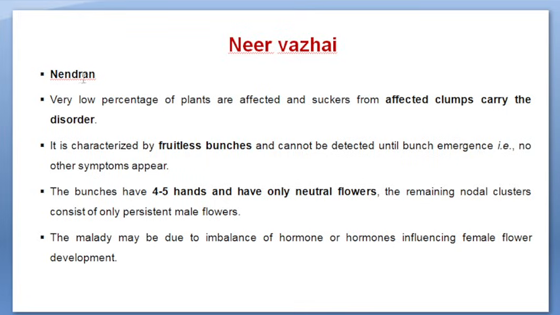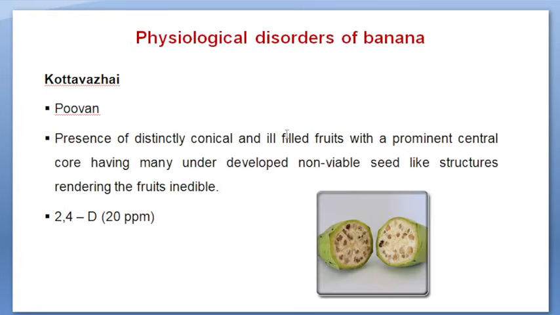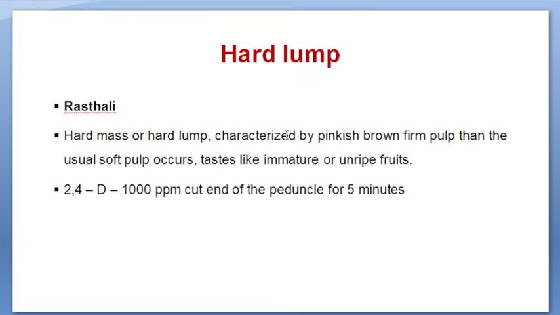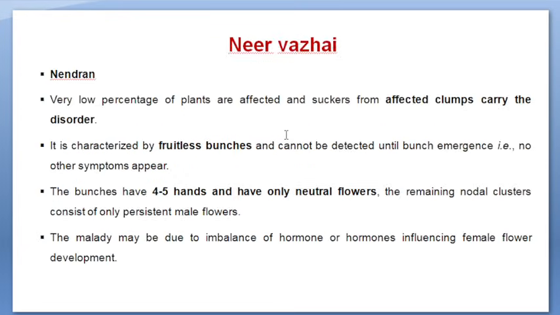Neervasai is a common problem in one variety, that is Neenran. If there are any infected suckers, they will carry this problem. That means fruitless bunches. There will be no fruits in the bunch. Simply the bunch will be there without fruit. That is Neervasi. And Kottavasi means there will be presence of seeds, and the seeds are not edible. In Neervasi, there will be a bunch, but there will be no fruits.